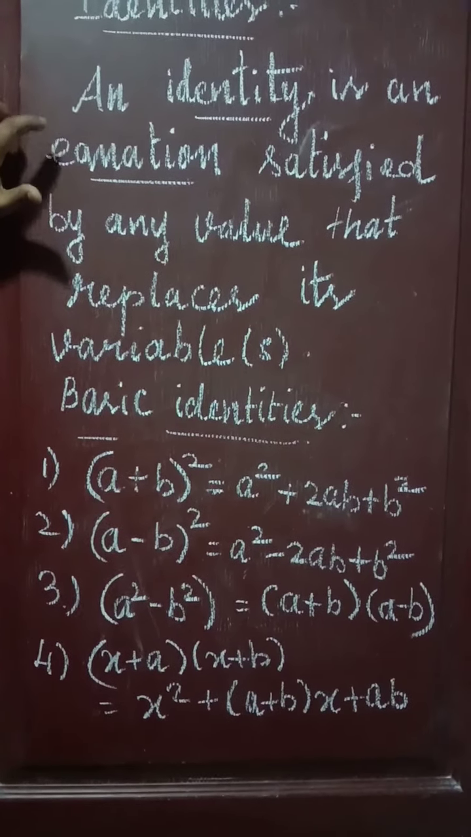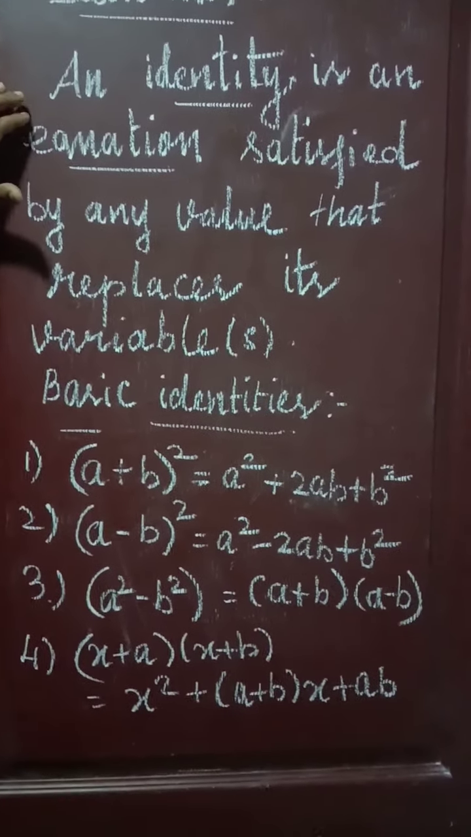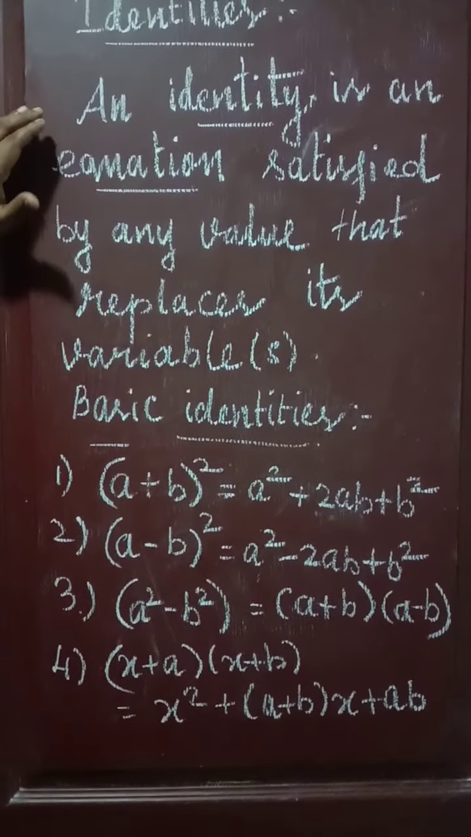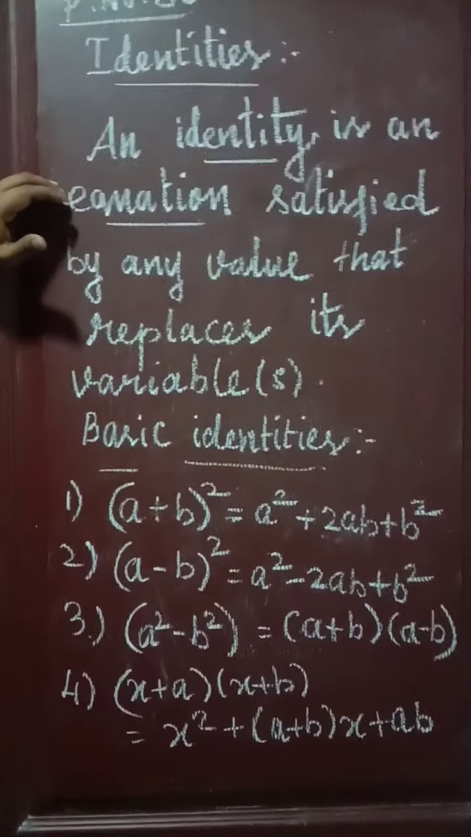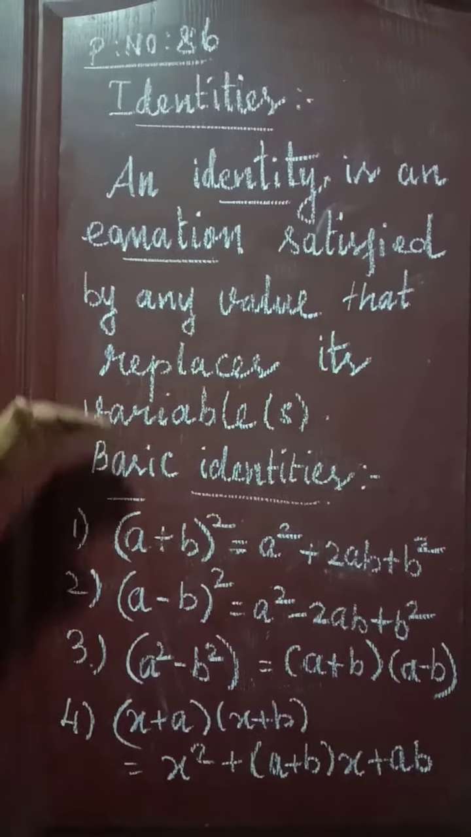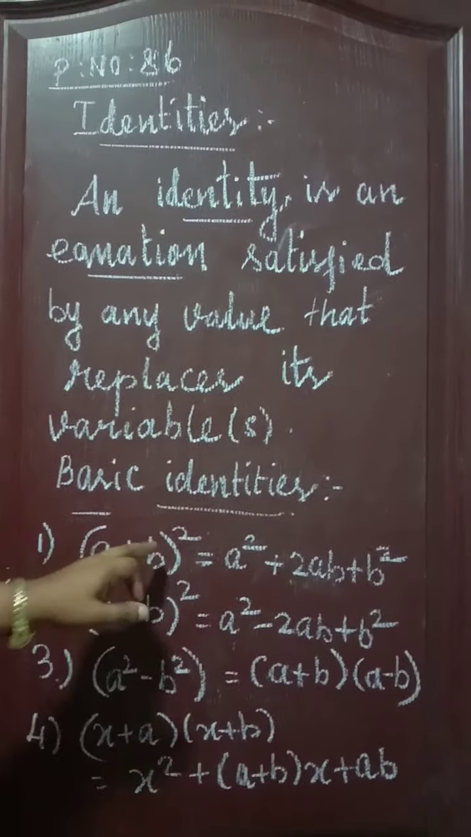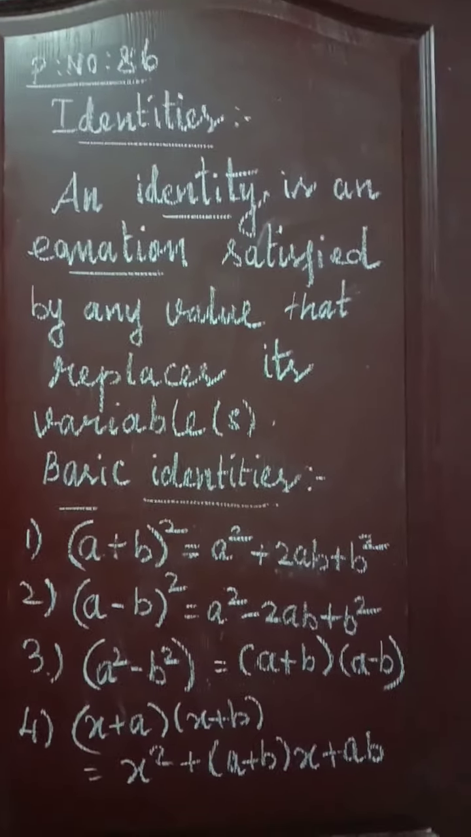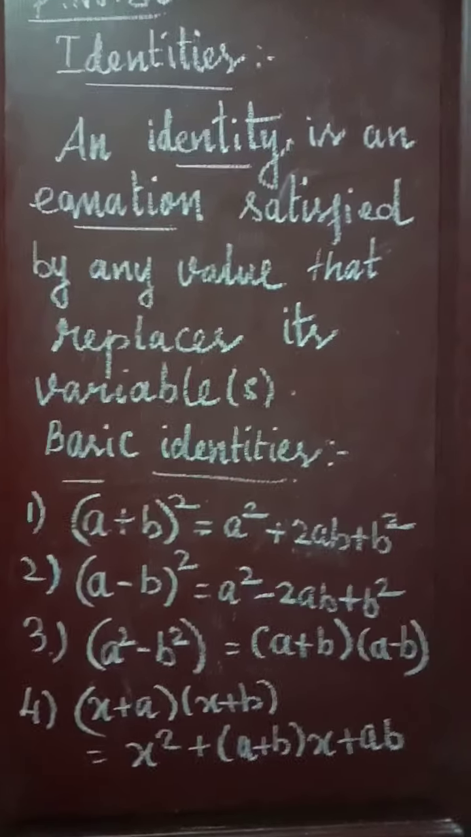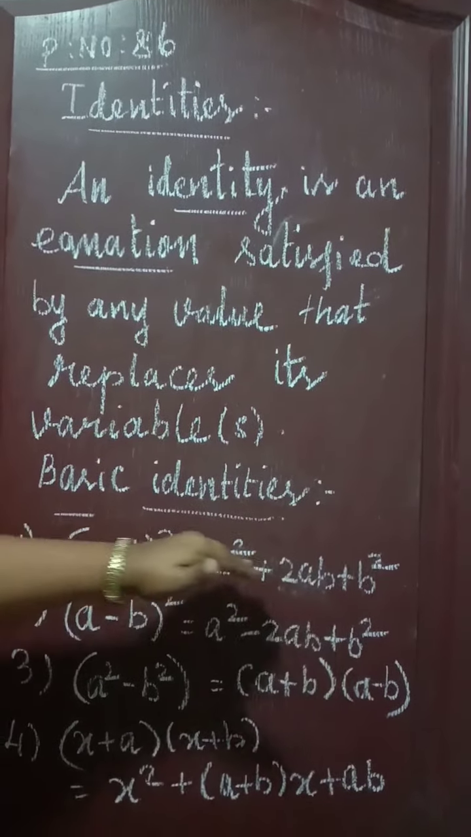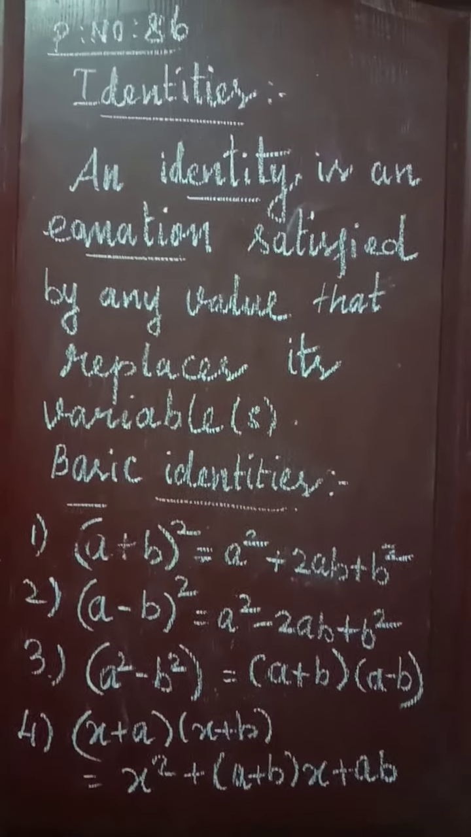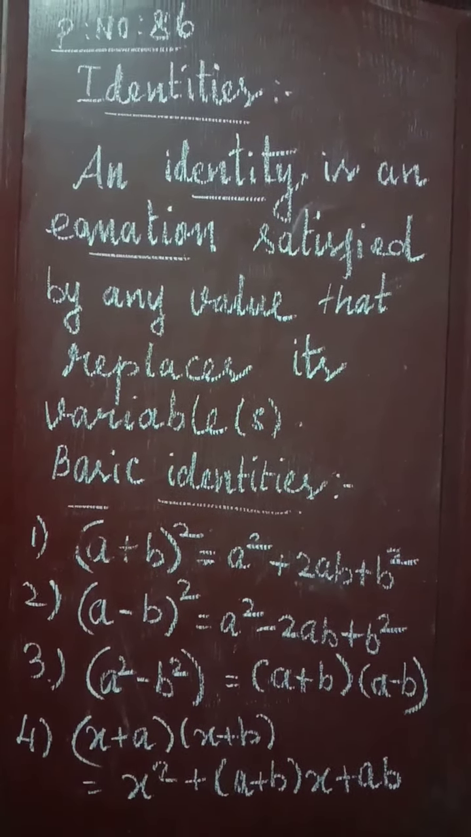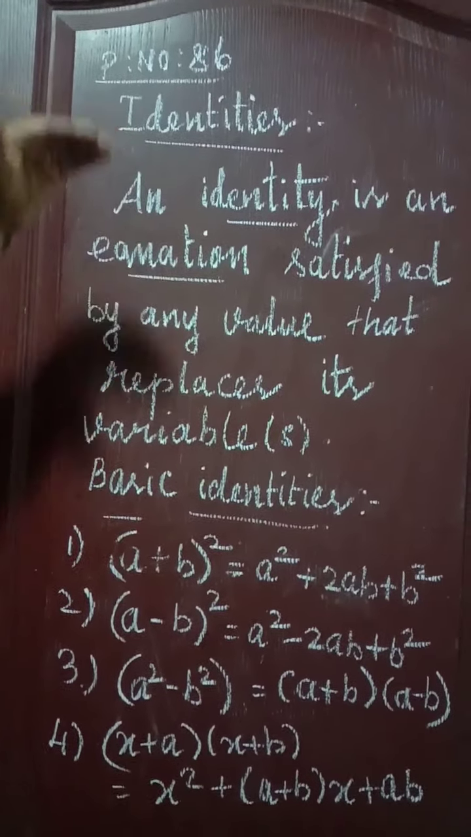An identity is an equation satisfied by any value given for the variables. So here a and b are called the variables. In the variables, if I give one value for a and one value for b, and the LHS and RHS become equal, then that is what is called an identity. Now you understand the topic identity.